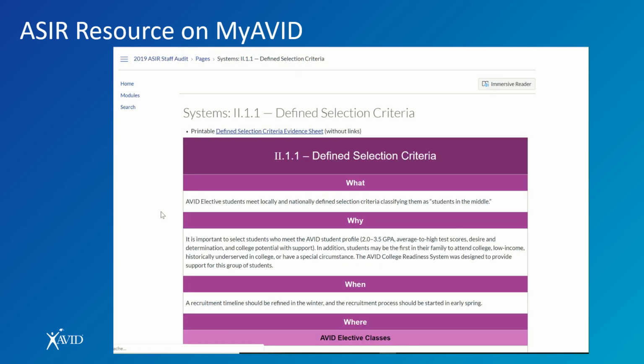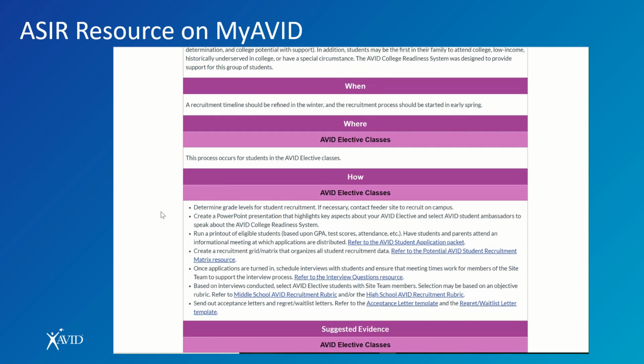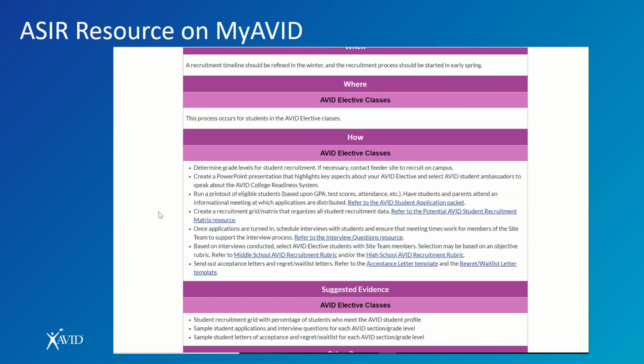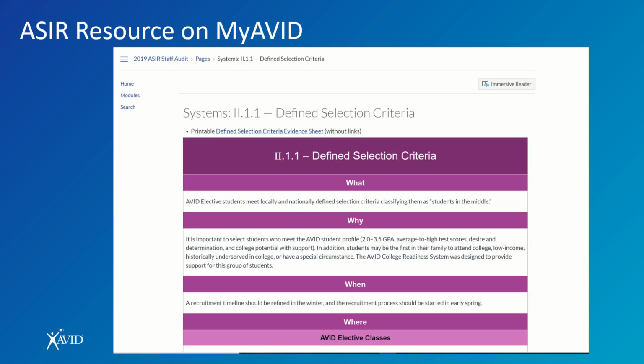And I just wanted to show you that within a couple of these areas, when we're thinking about recruitment, there are some great resources here that you can use for your site. So there's an application packet that's comprehensive, very comprehensive, interview question resources, recruitment rubrics for middle and high school, and then letter templates for acceptance and waitlist. So that's where you can find the resources here.